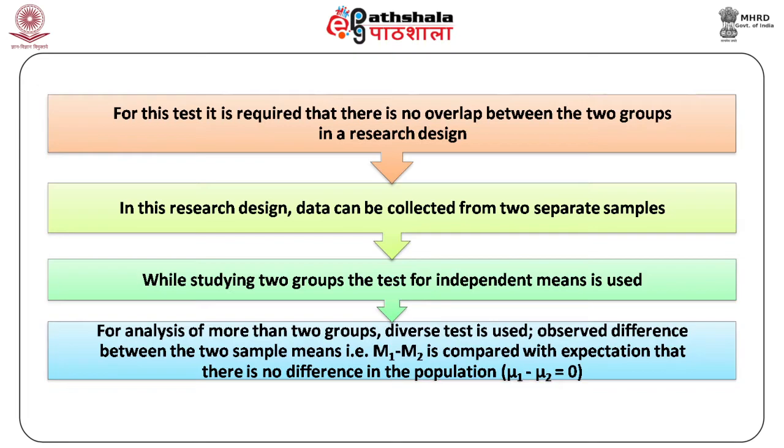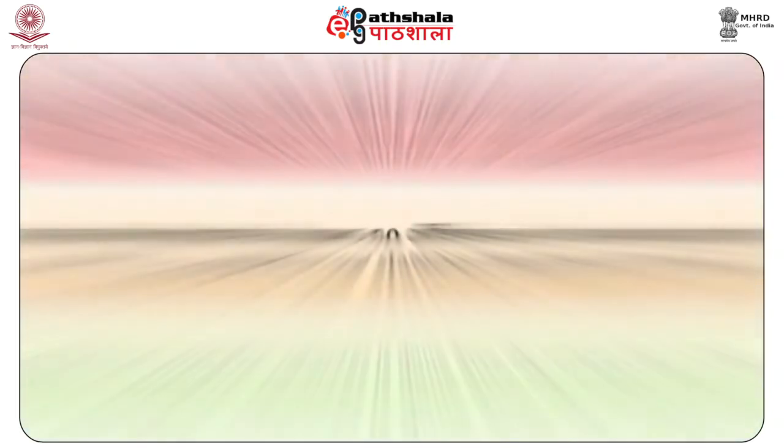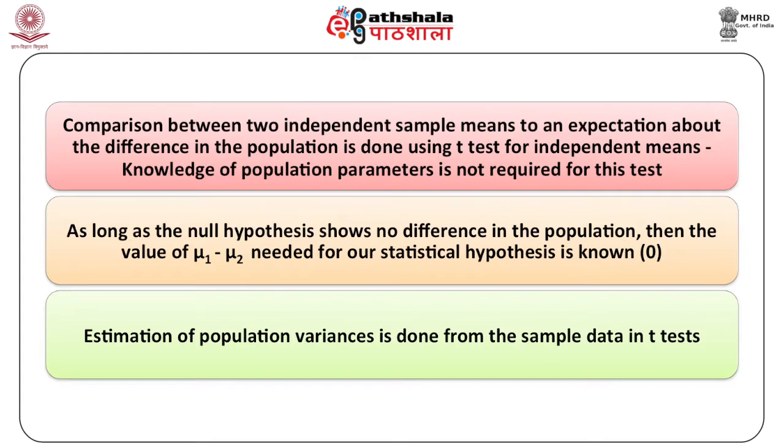The observed difference between the two sample means, that is M1 minus M2, is compared with the expectation that there is no difference in the population, that is mu1 minus mu2 equals 0. Comparison between two independent sample means to an expectation about the difference in the population is done using t-test for independent means. Knowledge of population parameters is not required for this test.